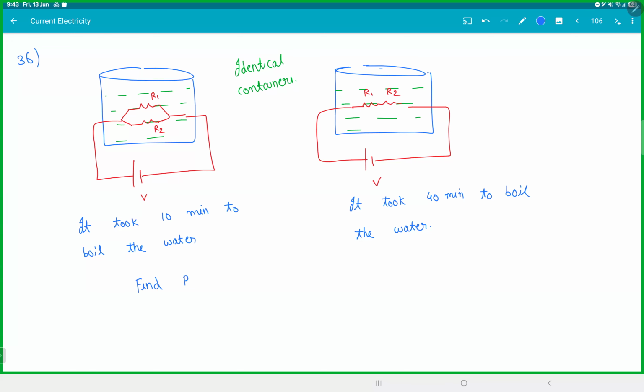So two resistors are placed in parallel and then connected to a battery, using it as a heater. Did you ever use an immersion rod? An immersion rod is simply a heater. Let's get this. This is an easy one.